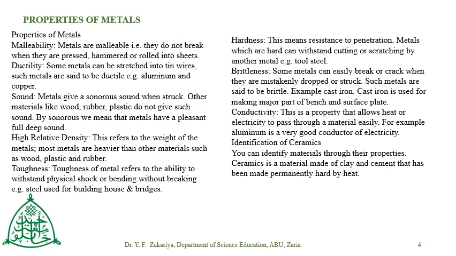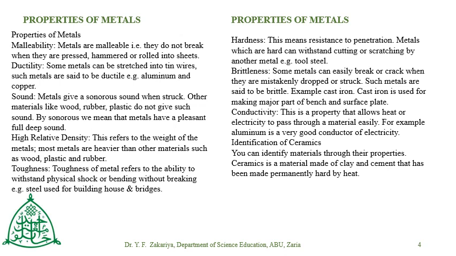High relative density. This refers to the weight of the metals. Most metals are heavier than other materials such as wood, plastic, and rubber. Toughness. Toughness of metal refers to the ability to withstand physical shock or bending without breaking, e.g. steel used for building houses and bridges. Hardness. This means resistance to penetration. Metals which are hard can withstand cutting or stretching by other metals, e.g. tool steel.